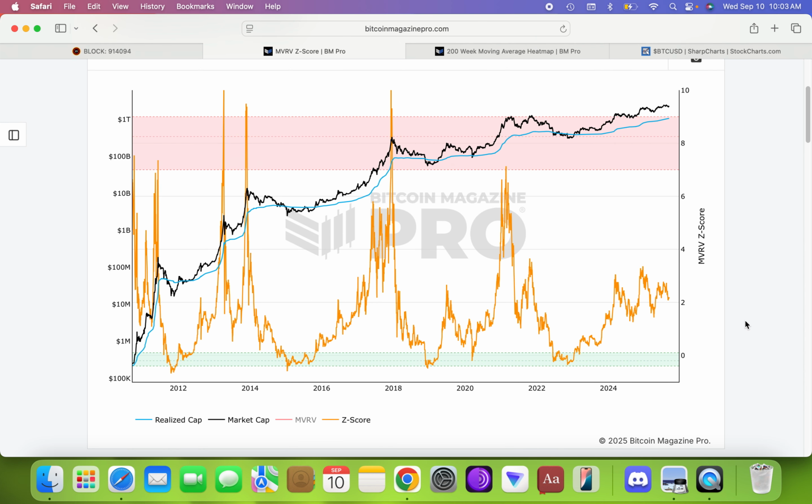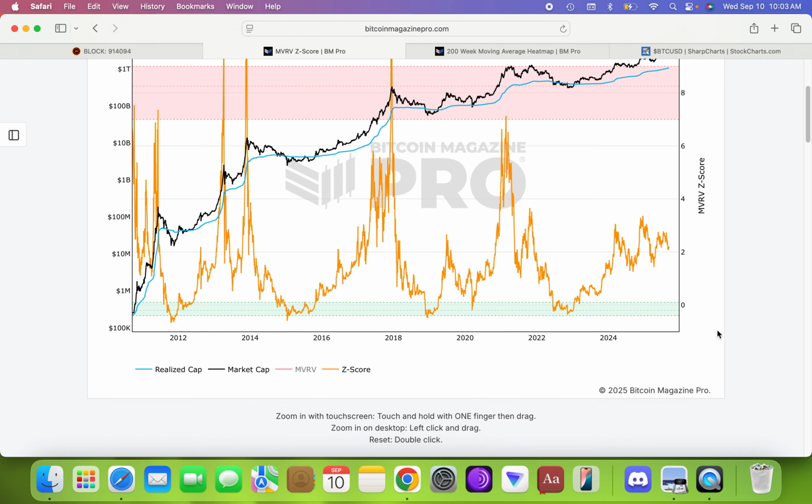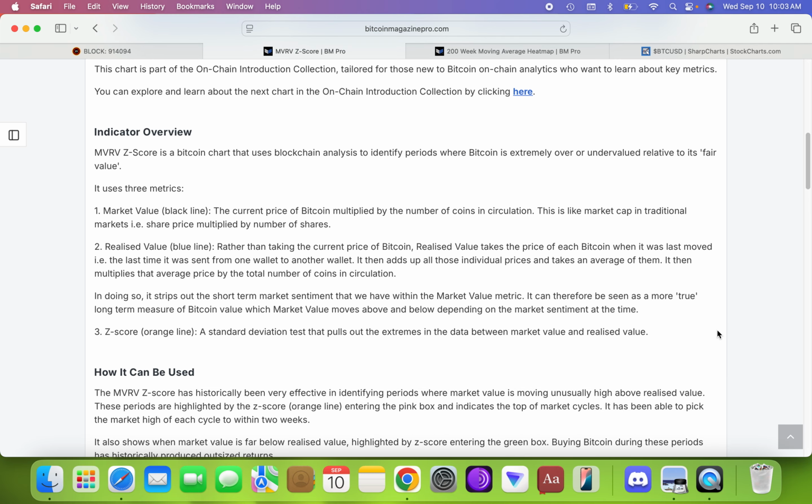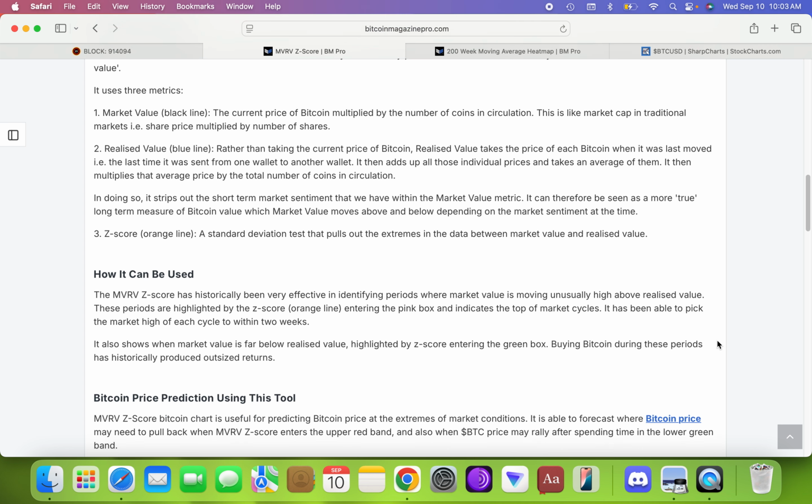And the third indicator that we have on here is our Z-score. And if you can see, it's a day behind. It was at 2.17, so that's about what we're at. The orange line, the Z-score, is a standard deviation test that pulls out the extremes in the data between market value and realized value.